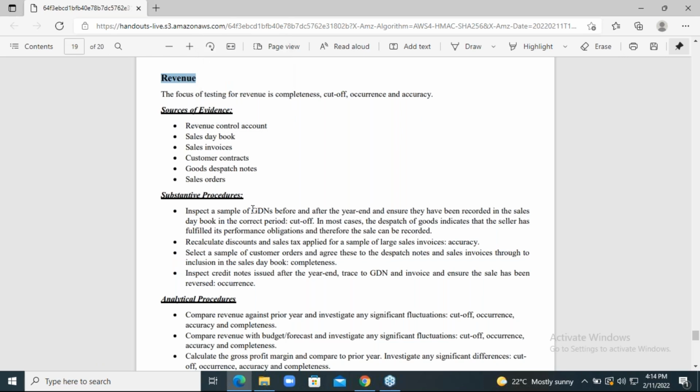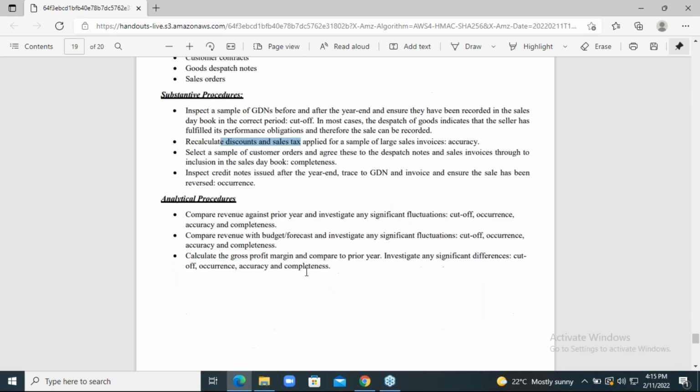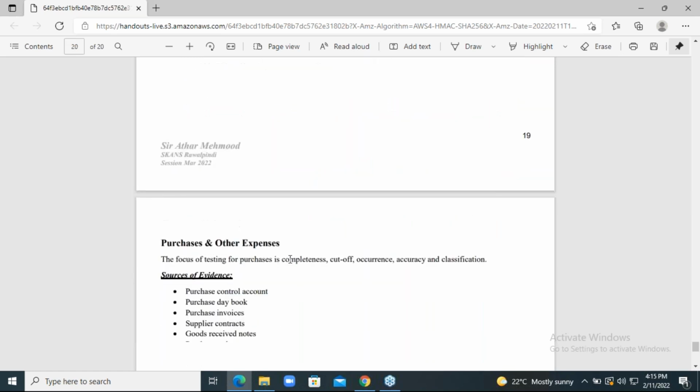We can go through GDN, we can confirm it through the calculation of the discount and sales tax. This is the accuracy confirmation. Selecting a sample of customer orders, agree those to dispatch notes and sales invoices, including the sales day book. So this is a sort of completeness assertion. All these things can be confirmed. Mostly you can see there are only 3 to 4 procedures. The rest of the procedures are analytical procedures that are applied at the revenue stage. So this is how you are going to work.